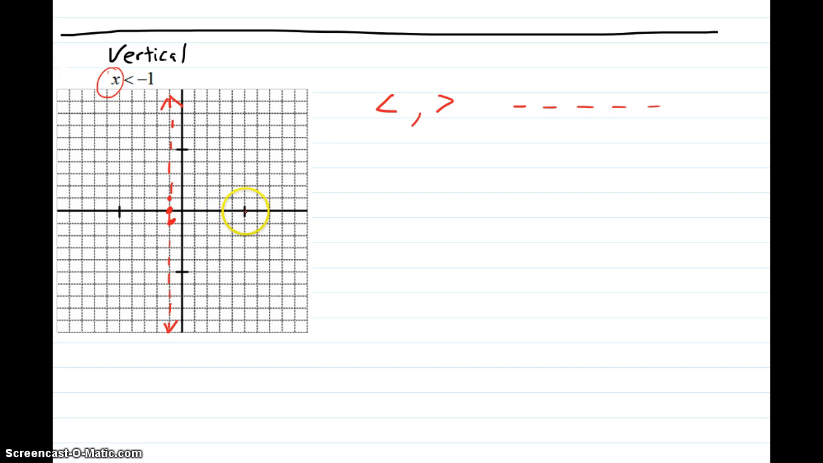So if you think the right, is 5 less than -1? No. Is -6 less than -1? Yeah, any number to the left will be smaller. So that means we need to shade on the left. So our rules work unless it's a vertical line. So when it's a vertical line, just use common sense. Numbers to the left are less than, numbers to the right are greater than.